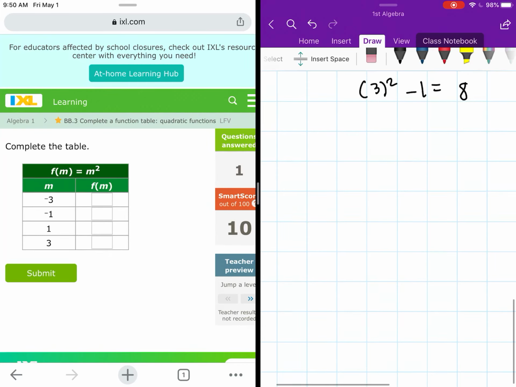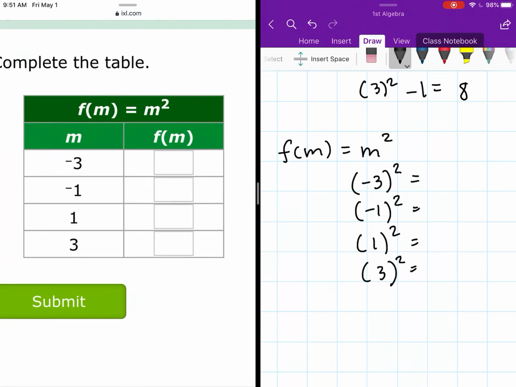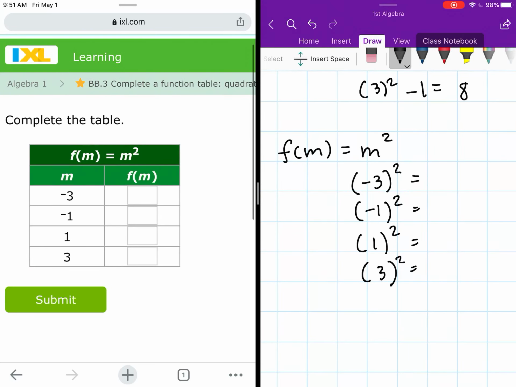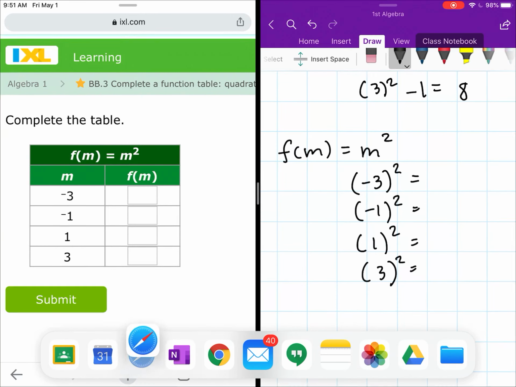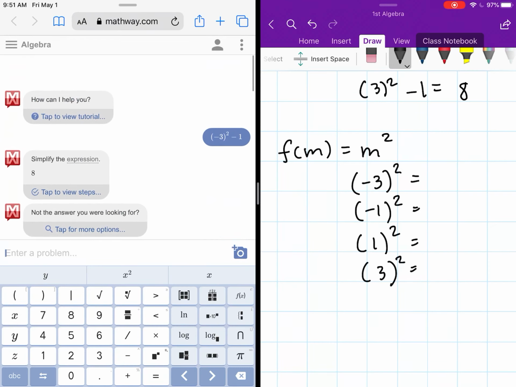So same thing again, f parentheses m. So all I'm going to do here is, I just have the m squared, so parentheses negative 3 squared, parentheses negative 1 squared, parentheses 1 squared, parentheses 3 squared. All I'm doing is I'm getting the numbers on the left side of the table. I'm plugging them into my right side, but in the parentheses. So then again, I go back to Mathway. And I'm going to calculate what the numbers for those are.